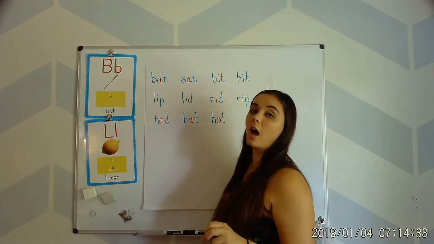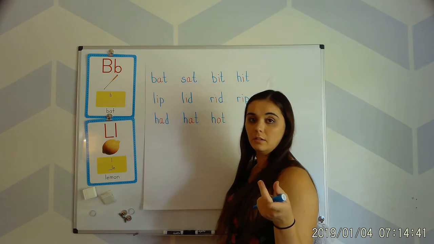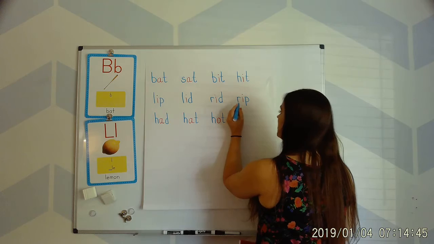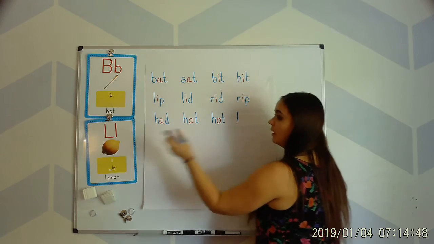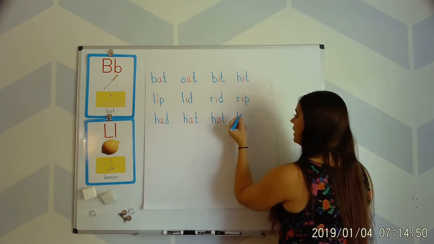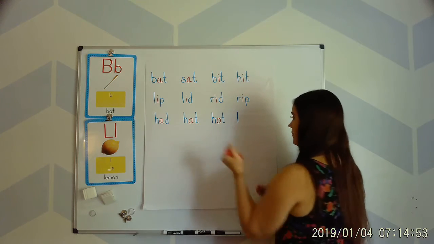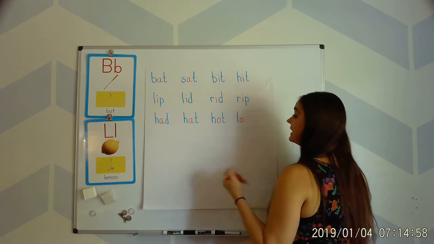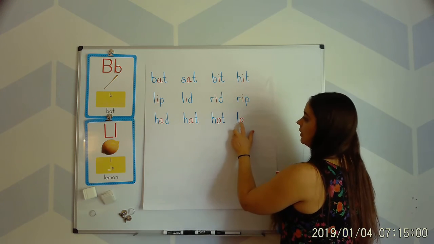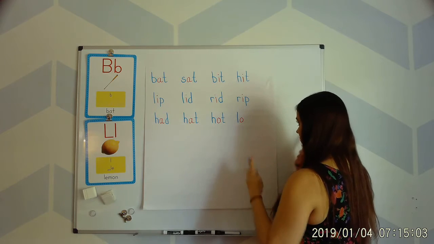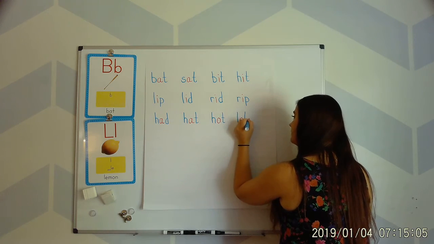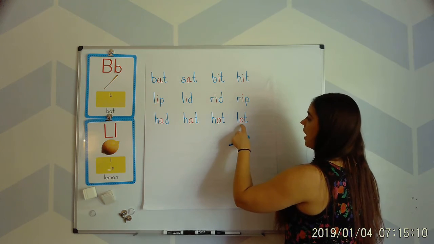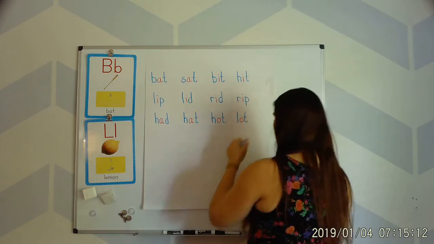Next word, lot, your turn. Ul, o, ta, lot. So at the beginning of that word, I hear that ul, like the lemon card, that's L. And O says ah, like the octopus card. Ul, o, lo. And then T says ta, let's blend. Ul, o, ta, lot. Excellent.